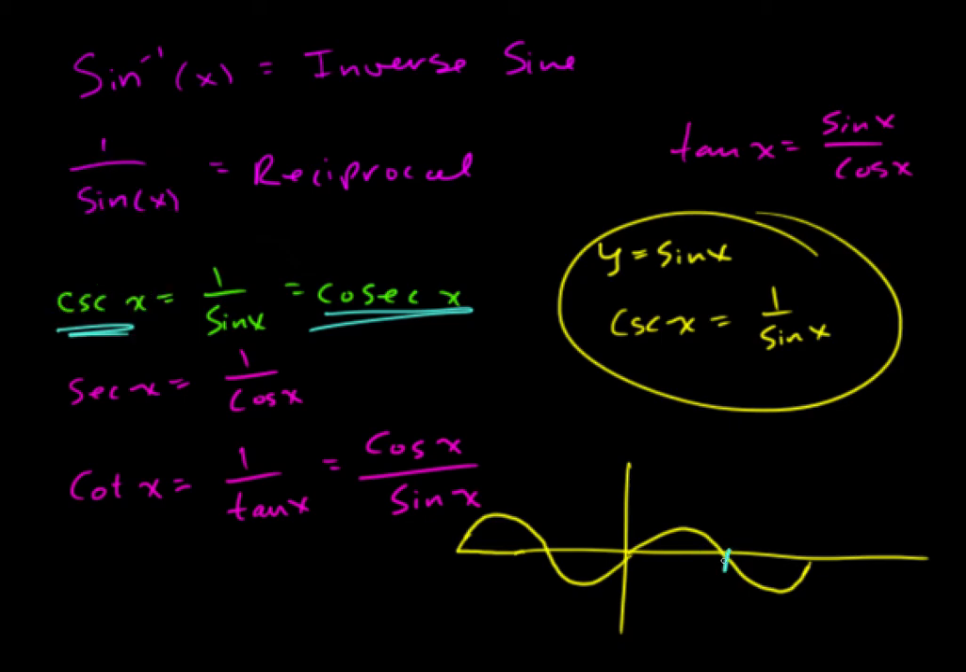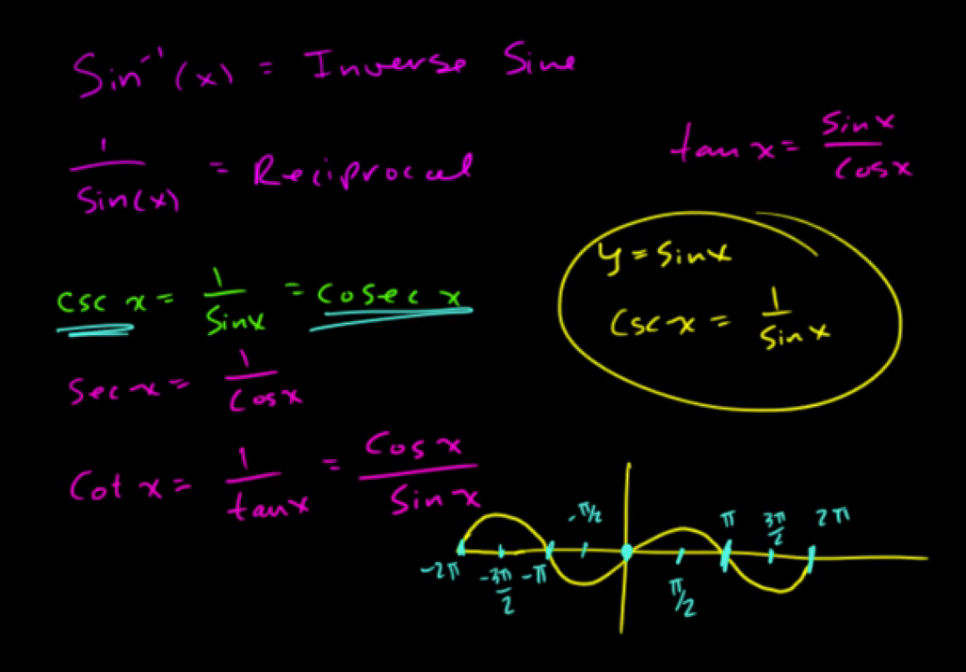So let's mark the spots that we know on sine. So this one's going to be pi halves. This one's pi. This is 3 pi halves. And 2 pi. This is 0. Negative pi halves. Negative pi. Negative 3 pi halves. And negative 2 pi. So those are all our markings that we see on the unit circle.